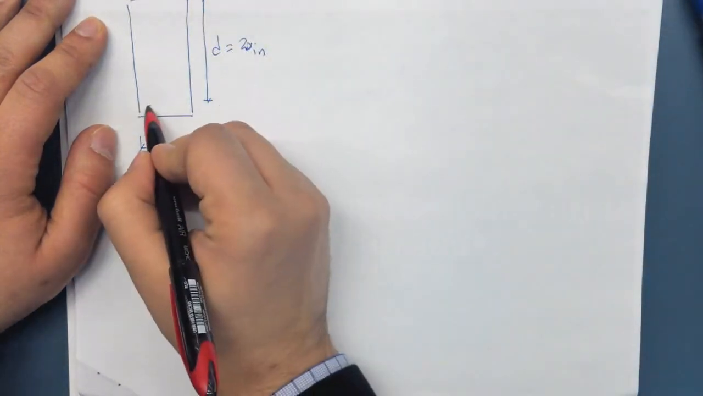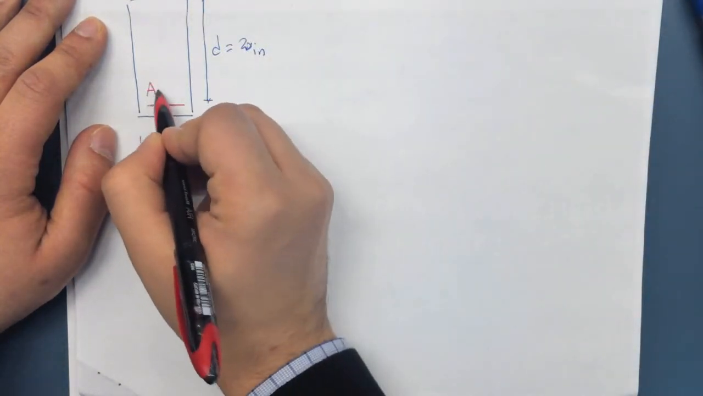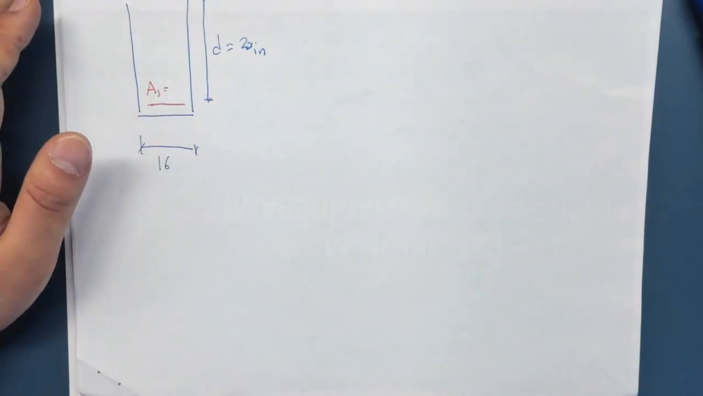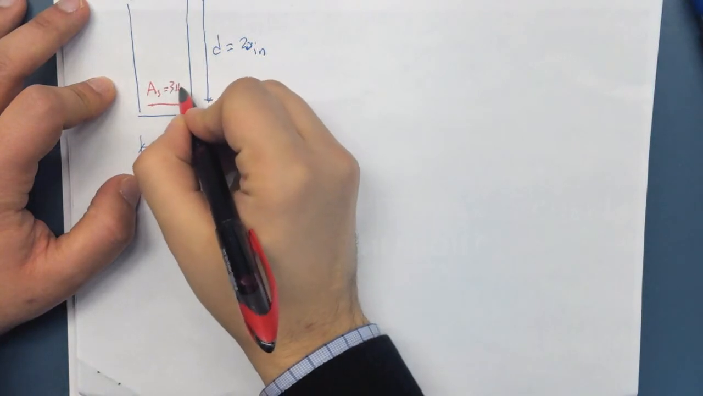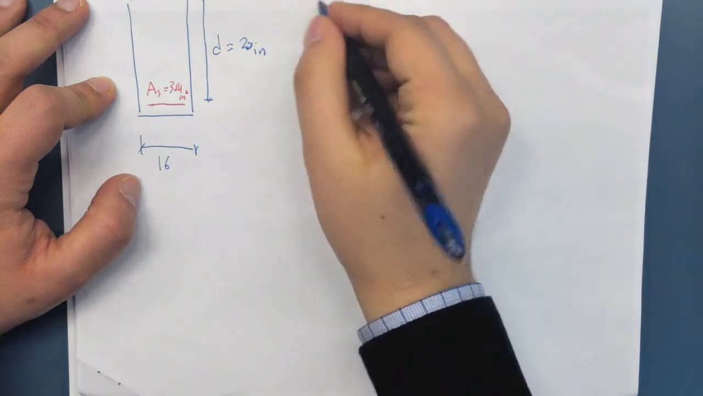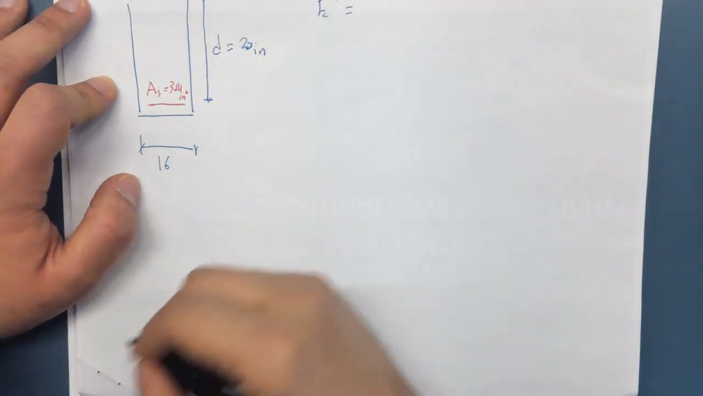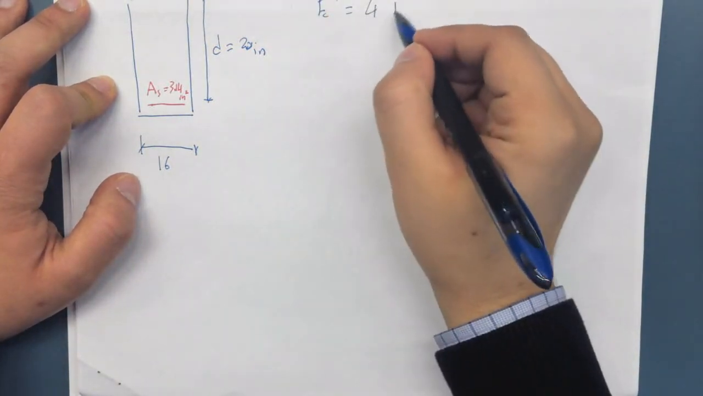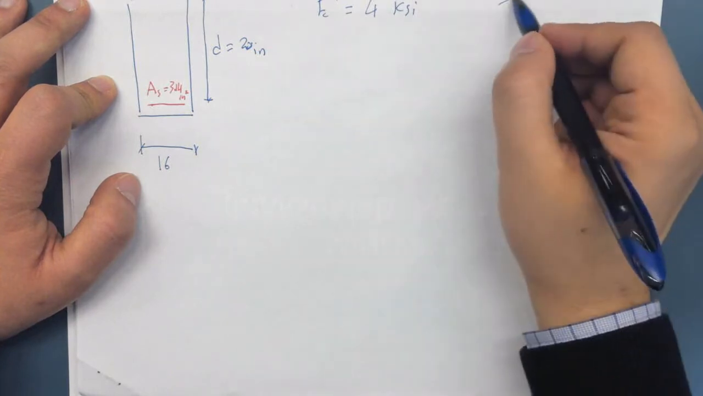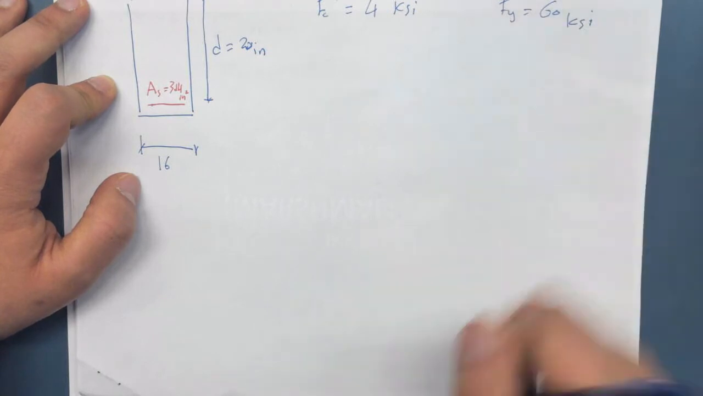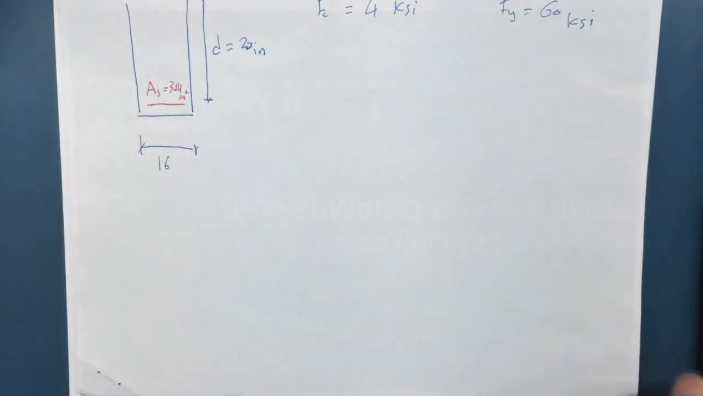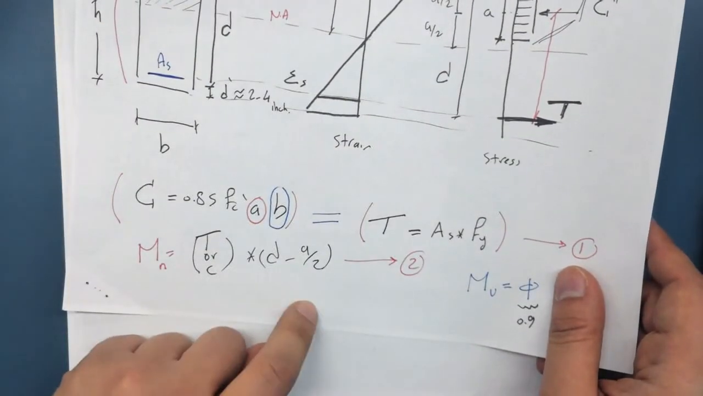So we're given the width here to be 16 inches, and this distance here, d, to be 20 inches. This is the steel. This is 4 number 8. And if you go to the tables, you'll see that 4 number 8 has a value of 3.14 inches squared. And you are given f'c, which is 4 ksi, and fy, which is 60 ksi. So this is pretty straightforward to what we learned in bending: first find a, second find the moment.